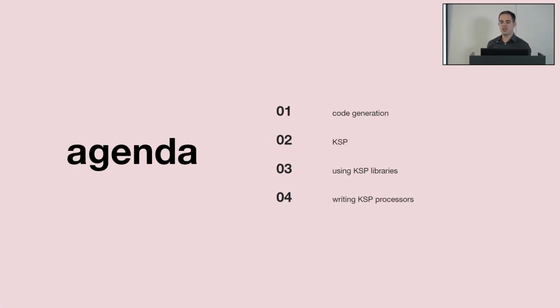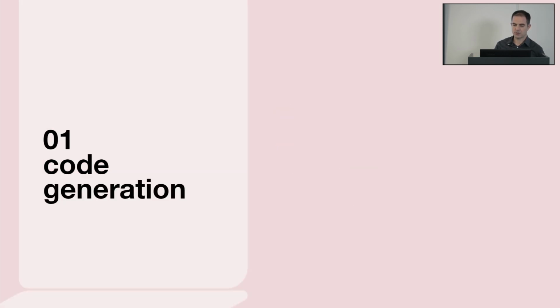I will show you briefly the agenda of this talk. First of all, I will talk about some of the history of code generation in general, and also specifically about Kotlin. Then I will introduce Kotlin Symbol Processing, and why we need a new tool for code generation in Kotlin. And then I will show you how to utilize this technology with third-party or already pre-existing Kotlin Symbol Processing libraries. And finally, we will deep dive, and I will show you how you can write your own symbol processor if you would like so. So let's get to it.